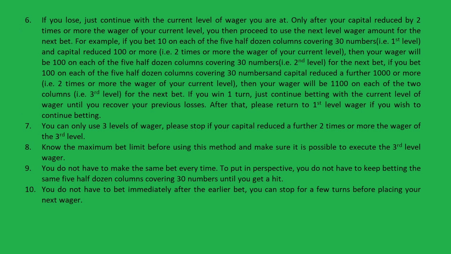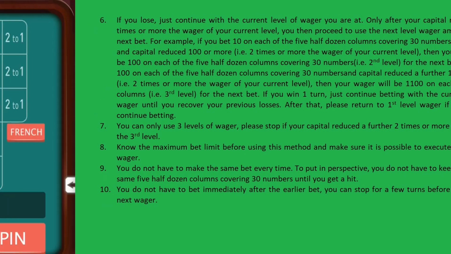9. You do not have to make the same bet every time. To put in perspective, you do not have to keep betting the same 5 half dozen columns covering 30 numbers until you get a hit. 10. You do not have to bet immediately after the earlier bet, you can stop for a few turns before placing your next wager. Start demo.